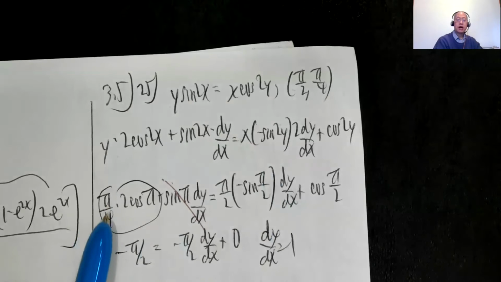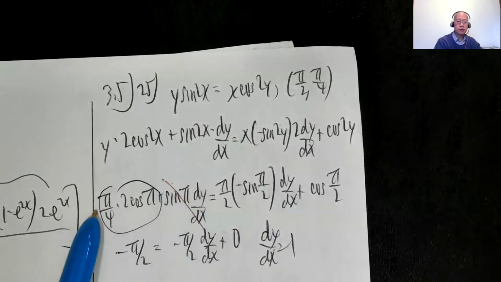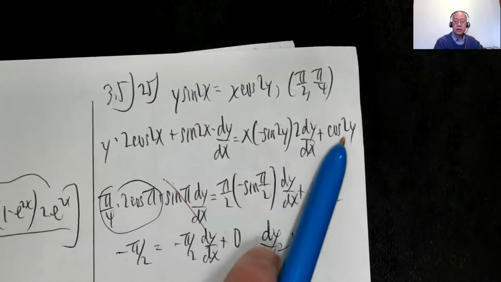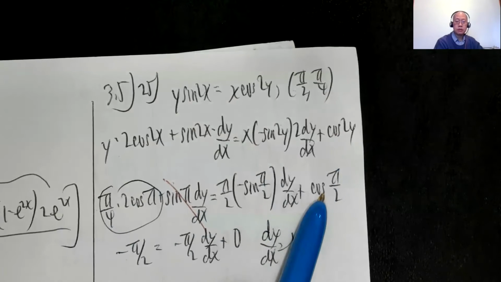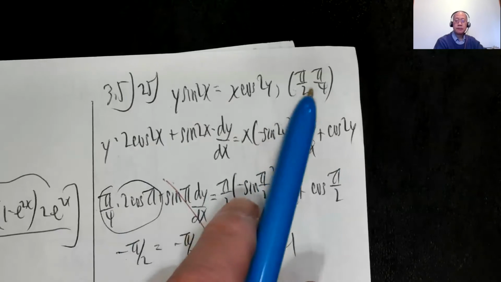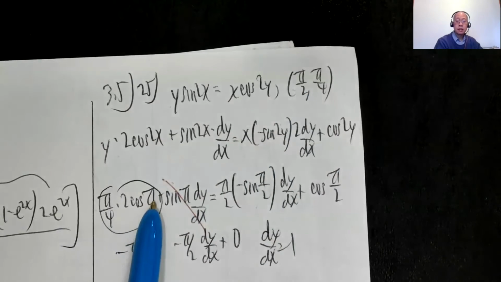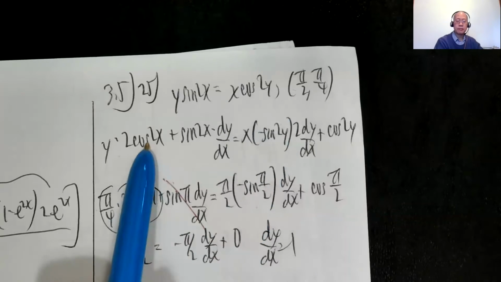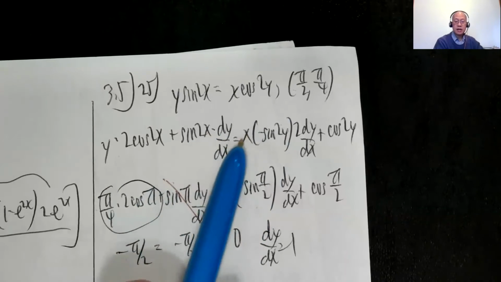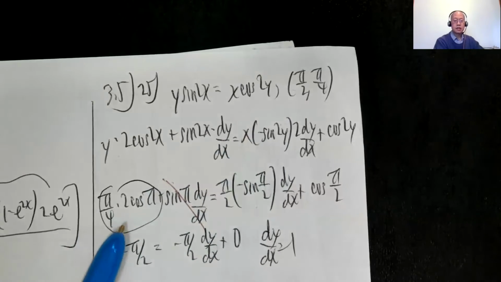Okay, plug in pi over 2 for any occurrence of x, pi over 4 for any occurrence of y. So pi over 4 goes there, and pi over 4 goes there, well, if you double, you get pi over 2. And over there, that's pi over 2. And plug in pi over 2 for x. So plug in pi over 2 here, that's pi. That's going to be pi. That's pi over 2. Okay, so let's see, clean it up.